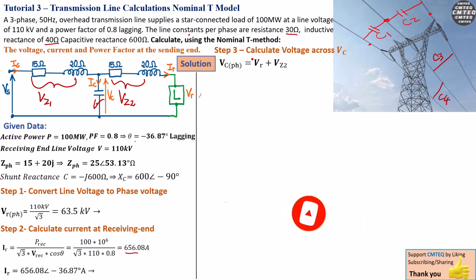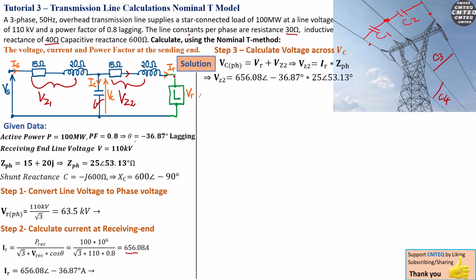Then that means V per phase is VR plus VZ2. That means VZ2 is actually IR times the series impedance, because the current flowing here is exactly the same current flowing there. Very simple, Ohm's law there. Okay, and we can calculate VZ2, which is the current times the impedance per phase. And one thing to remember is this line current is equal to the phase current in a star connected transmission line. I explained that in the previous tutorial. Okay, now moving on, we find our VZ2.